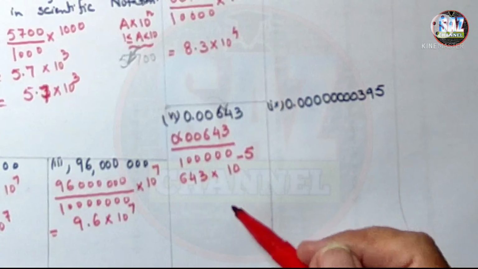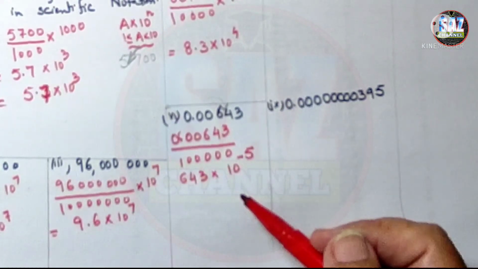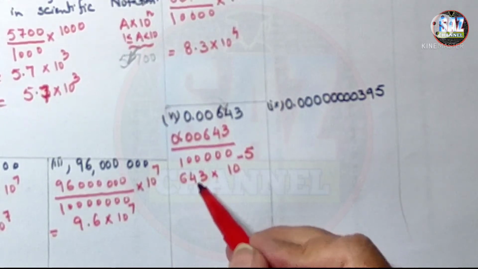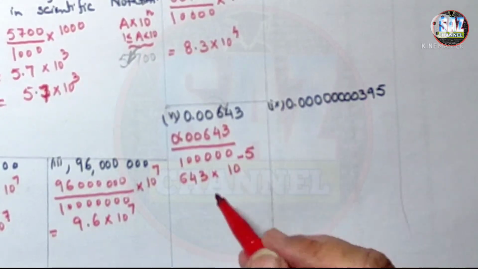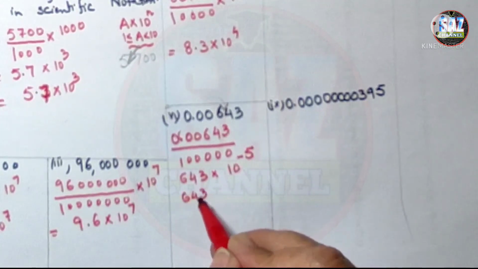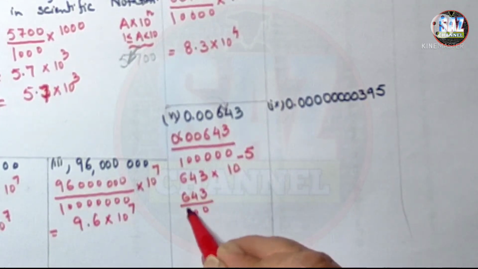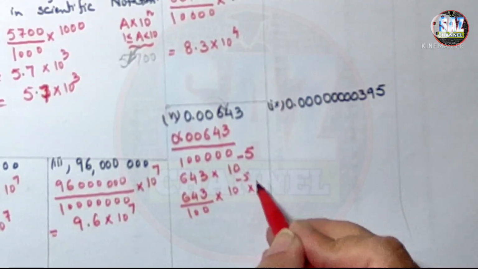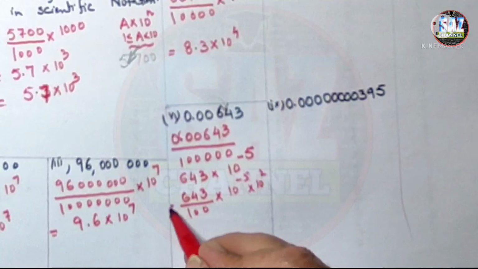Now look, what we have to do is, this is 643. I have to bring this number down in the range of A. So for that purpose, I will be multiplying and dividing this number by 100, multiplied by 10 raised to power of 2.